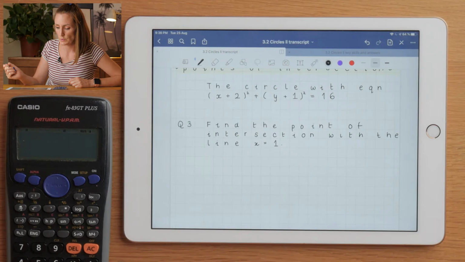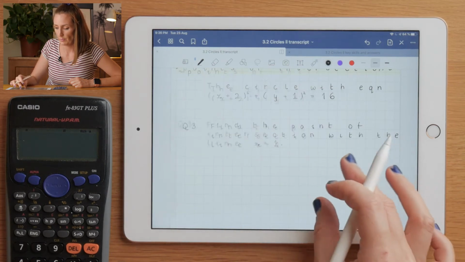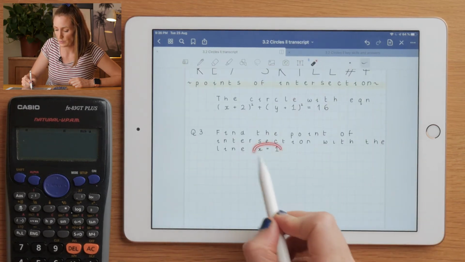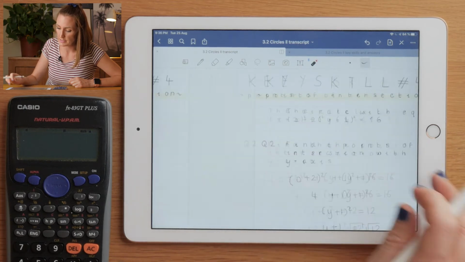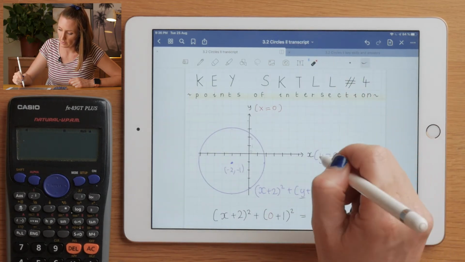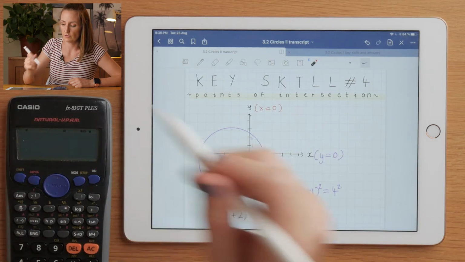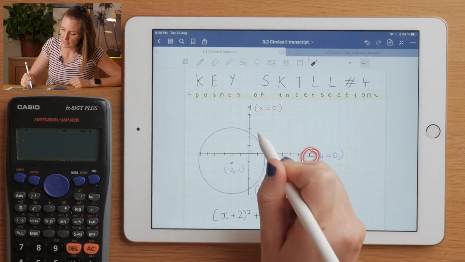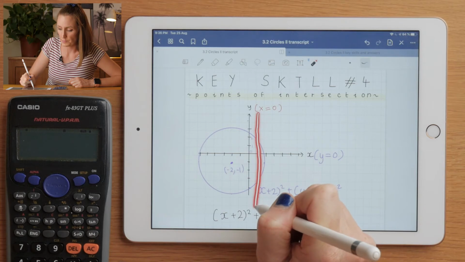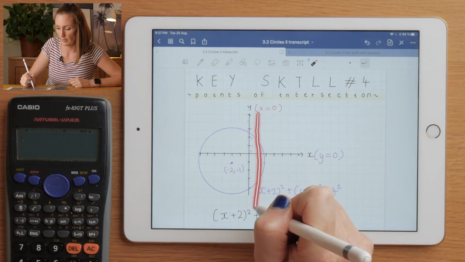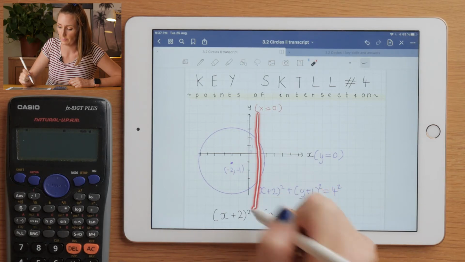Now we're going to get to finding the point of intersection with the line x equals to 1. So this is the line here, x equals to 1. So remember, we talked about this before. The x equal to are vertical lines. So you go to the x-axis, you go to 1, and that's what the line x equals to 1 would look like. It would be a vertical line like that.